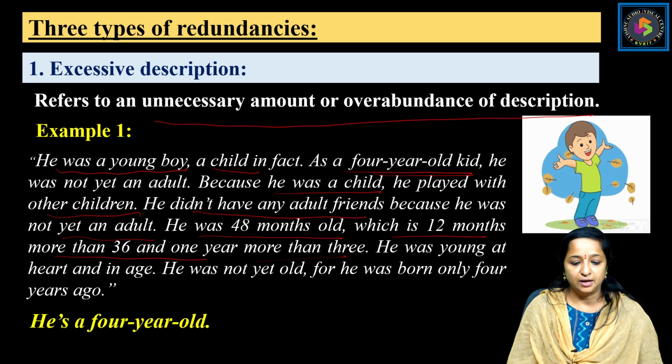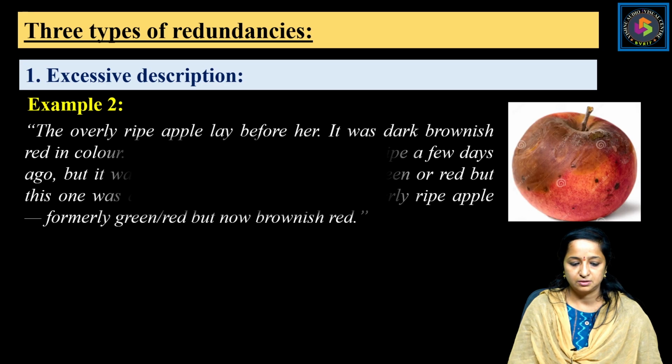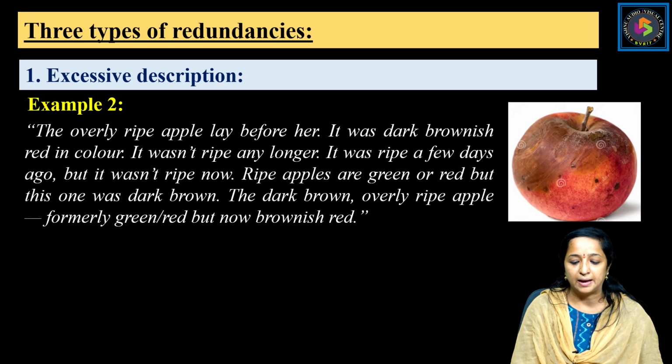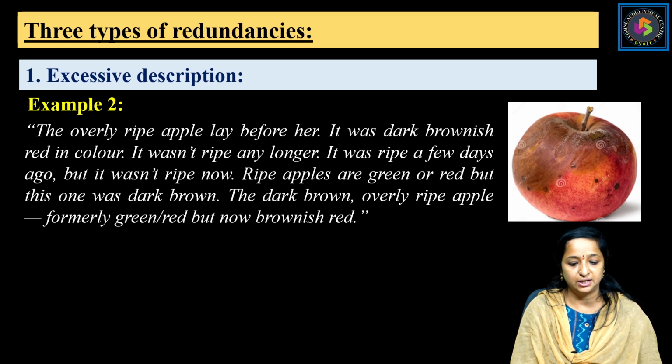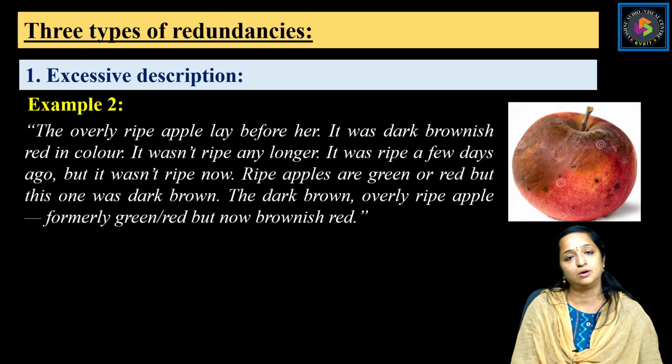Then next, let us go with the second example, that is: The overly ripe apple lay before her. It was dark, brownish red in color. It was not ripe any longer. It was ripe a few days ago, but it was not ripe now. Ripe apples are green or red, but this one was dark brown. The dark brown overly ripe apple, formerly green or red, but not brownish red.